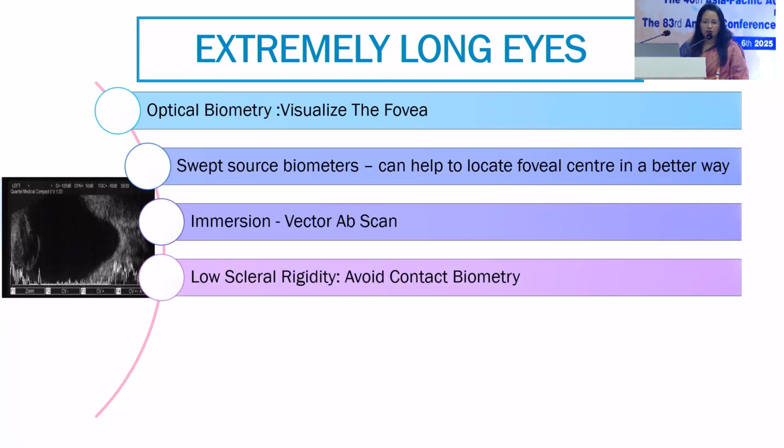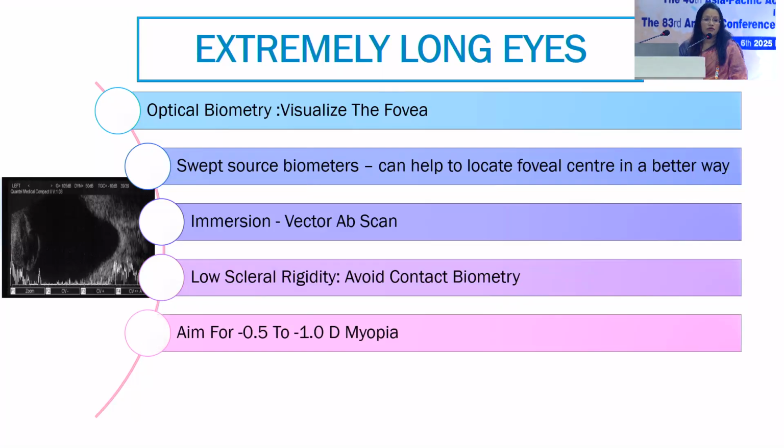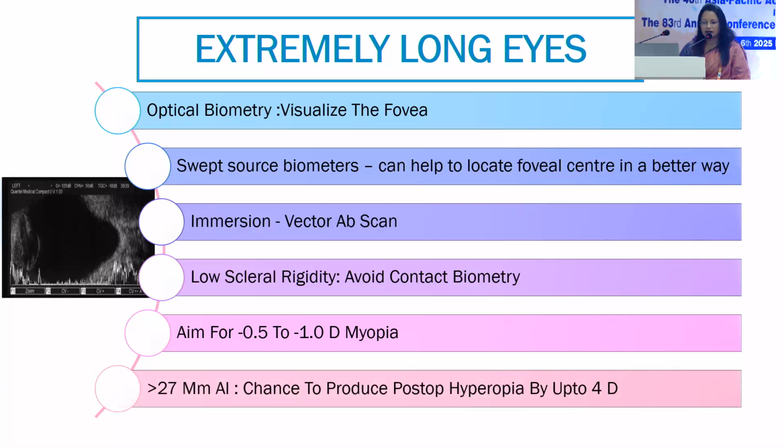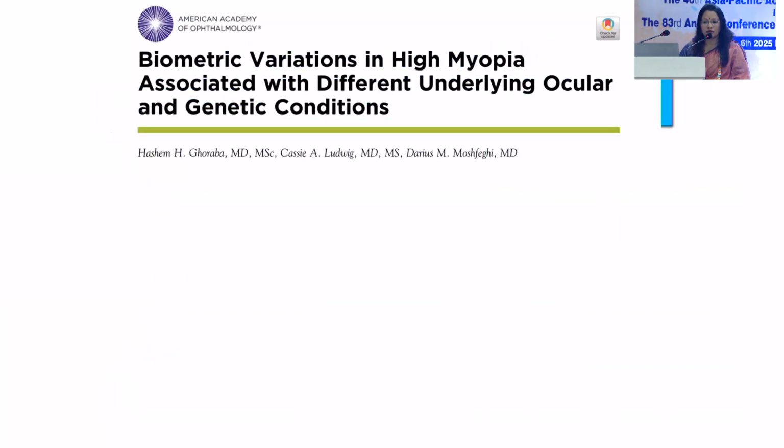Now, because in myopic eyes or longer axial length we have low scleral rigidity, contact biometry should not be done in these patients. We also need to aim for a slight amount of myopia of -0.5 or -0.75 in these eyes. And if we have an axial length of more than 27 millimeters, then contact biometry can produce a big amount of error. So we should be careful about these.